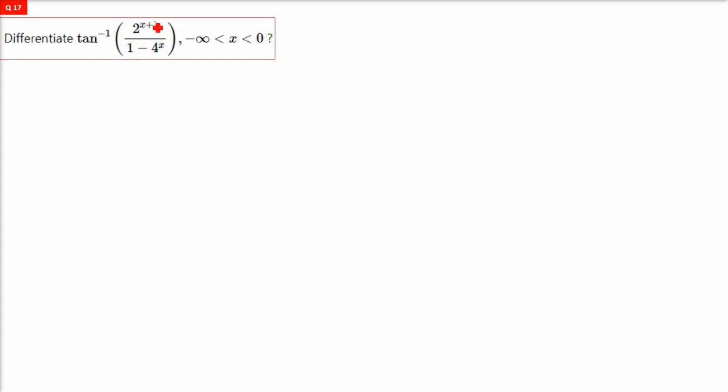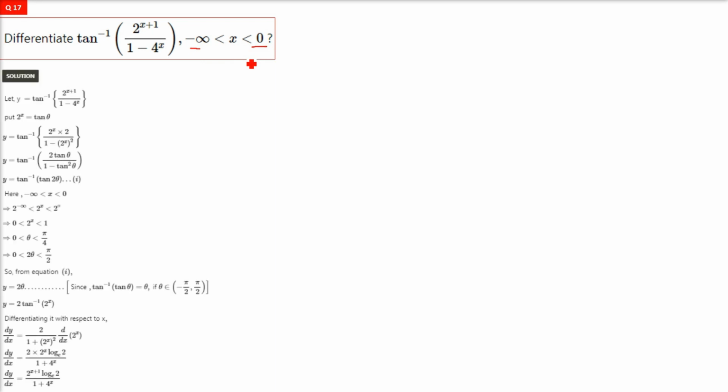Differentiate tan inverse of 2 raise x plus 1 by 1 minus 4 raise x. And the x has to be between negative infinity to 0. And there are certain questions which are coming, which are like this only. When you take this boundary, there is just a simple trick which we'll use.